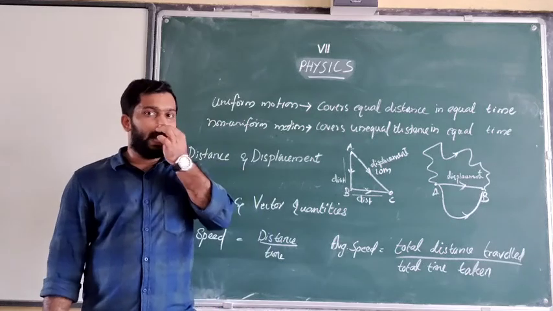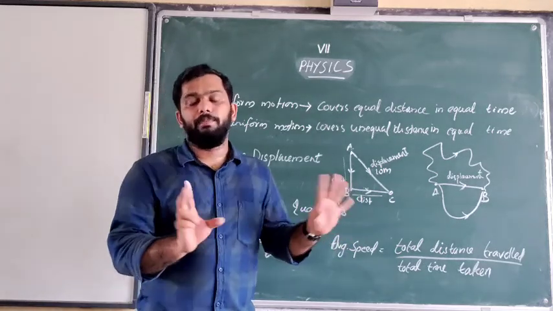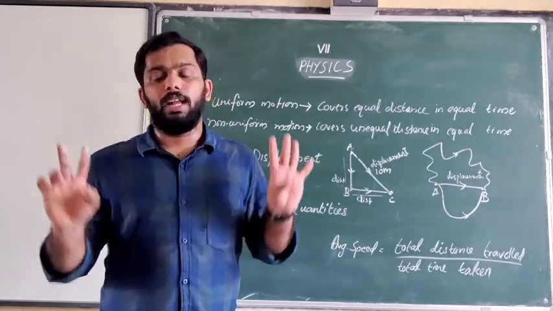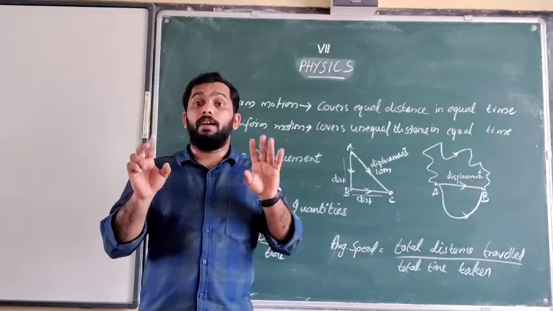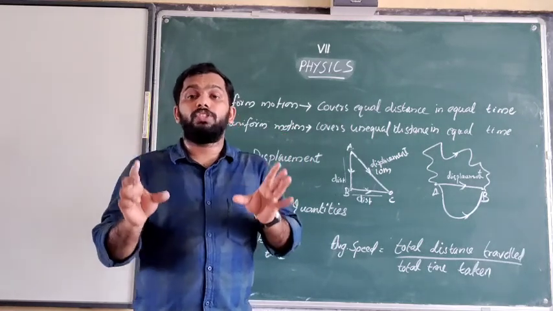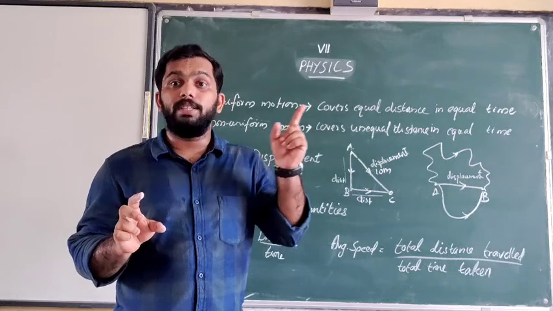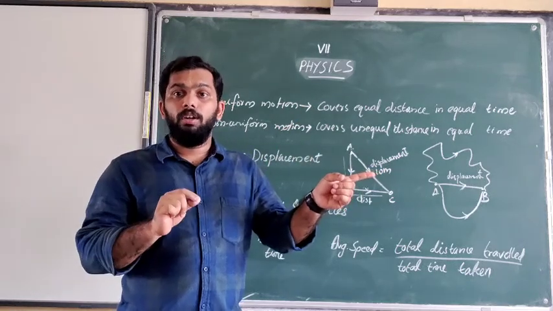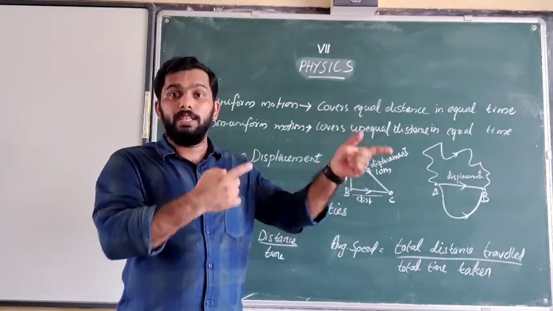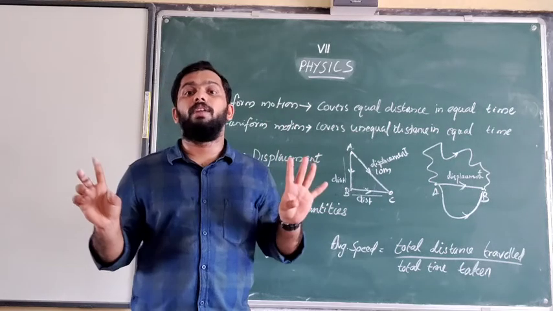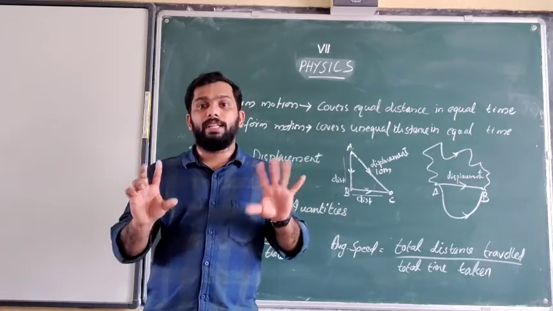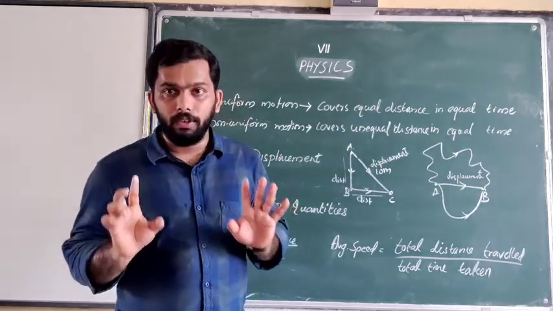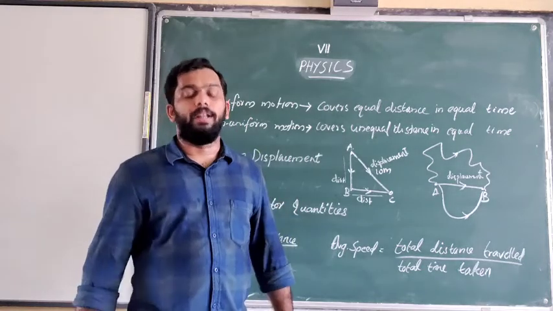For example, a car is traveling 10 km. It is a scalar quantity. If I say that a car is traveling 10 km towards east, where 10 km is the magnitude and east is the direction, then that will become a vector quantity. Clear now?